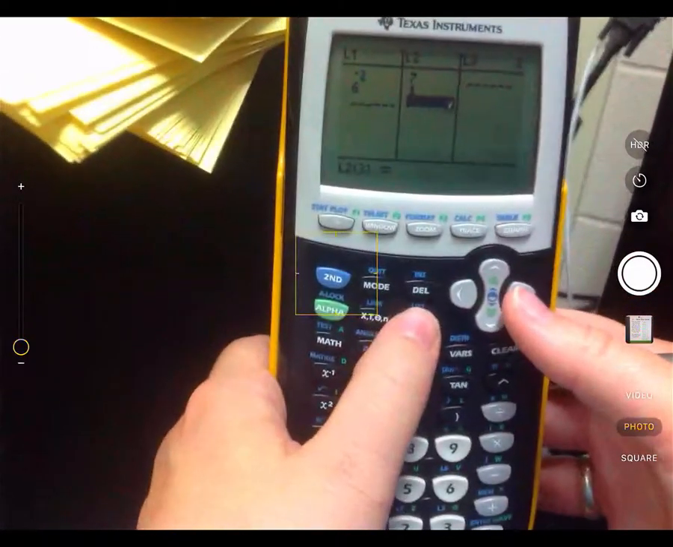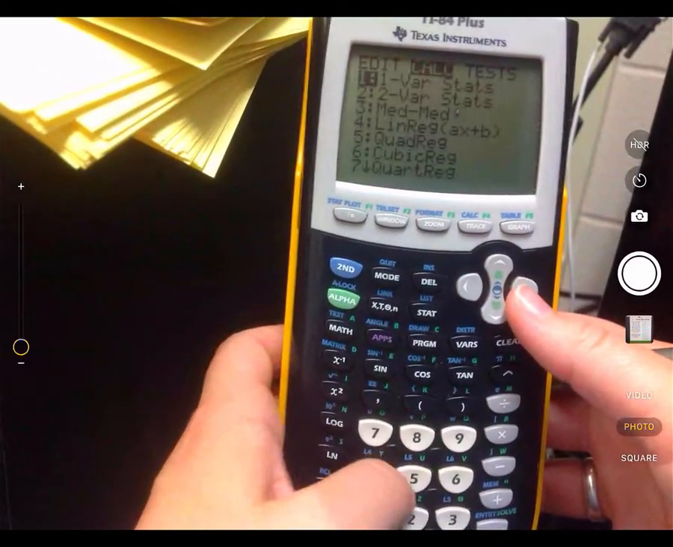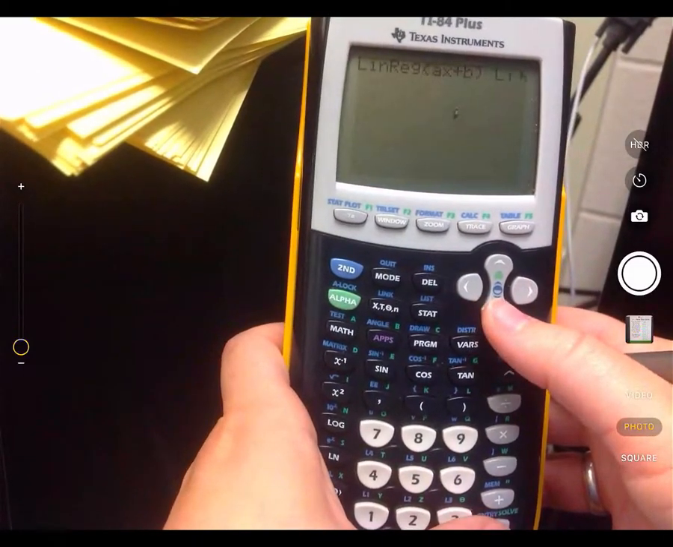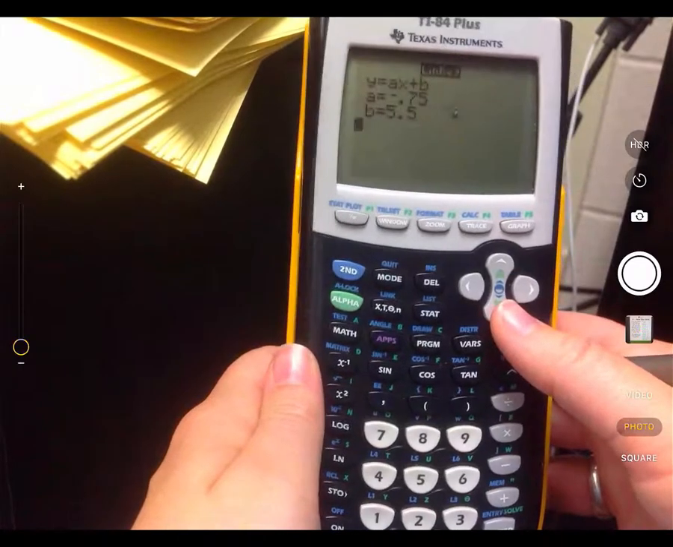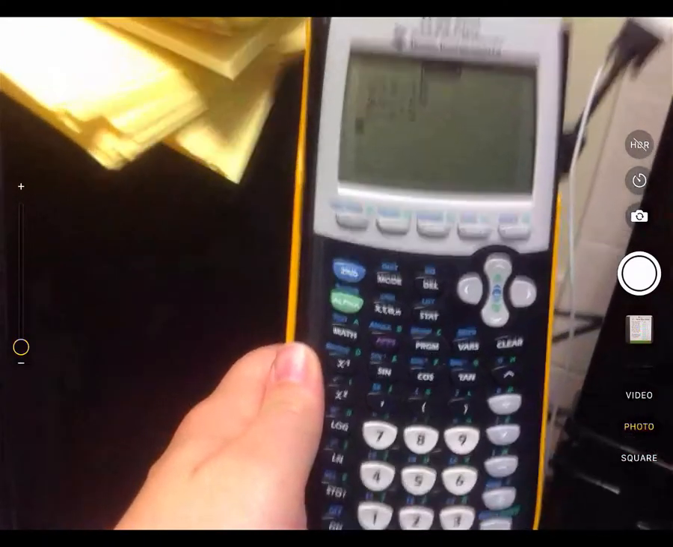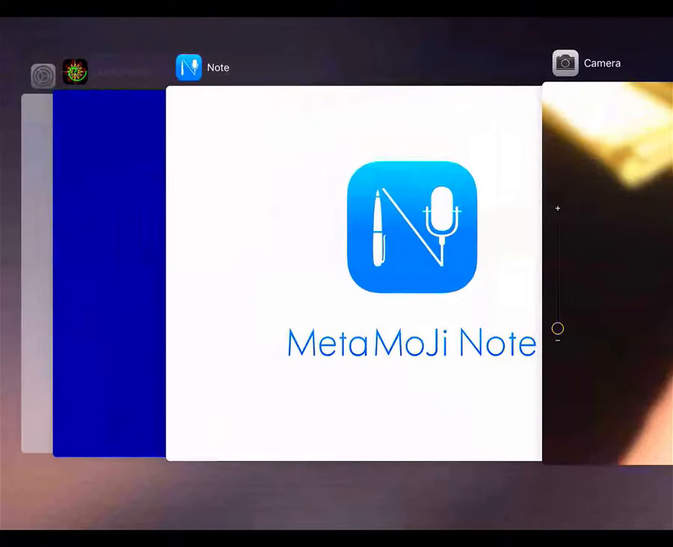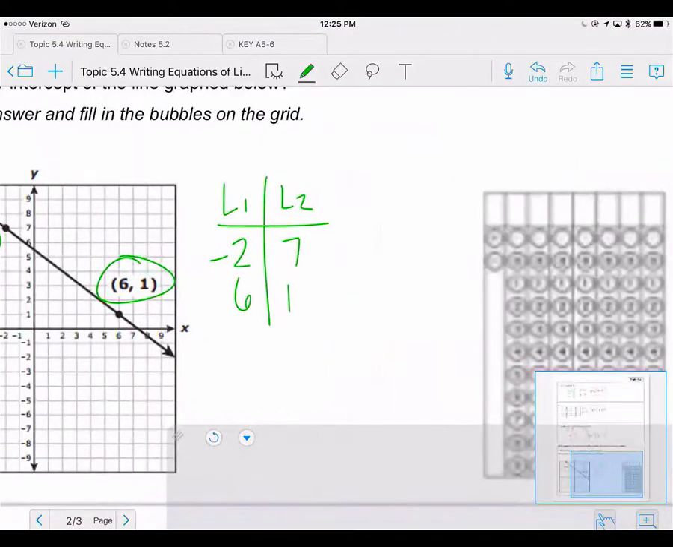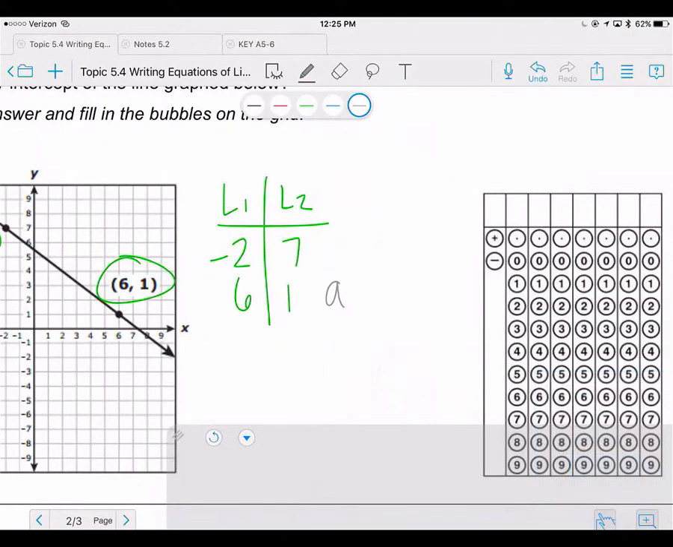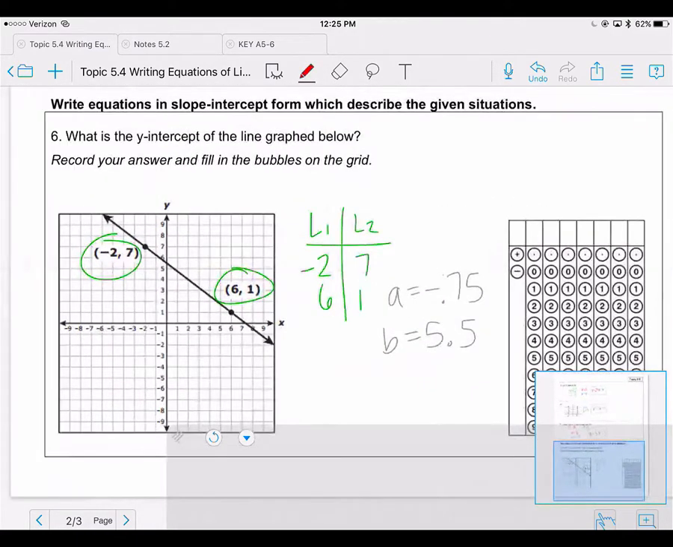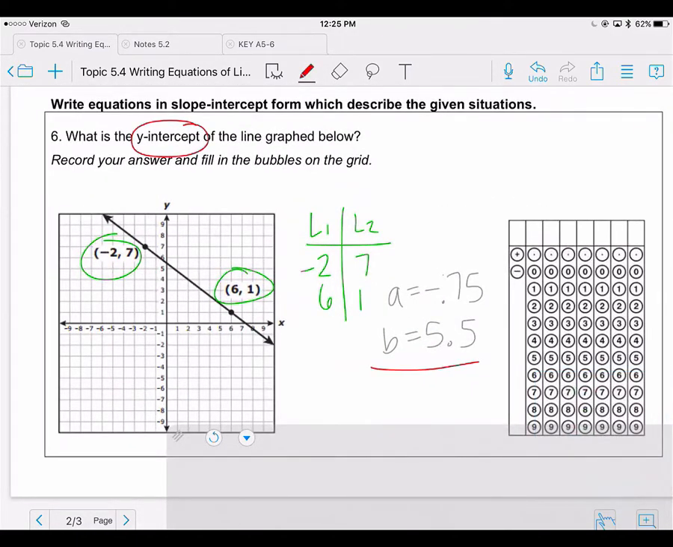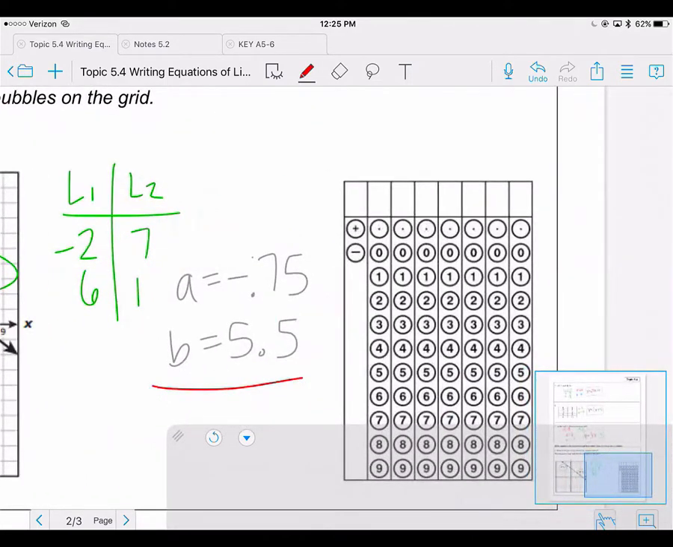I click Stat, Calc, 4, scroll all the way down to Calculate, and I get negative 0.75 and 5.5. Because these are small decimals, we don't have to turn them into fractions. If they are repeating, you do need to. So A is negative 0.75, B is 5.5. Now the problem asked us, what is the y-intercept? Your y-intercept is your b value. So we are just plugging that b value into our grid.